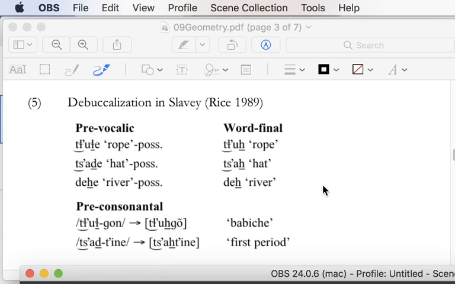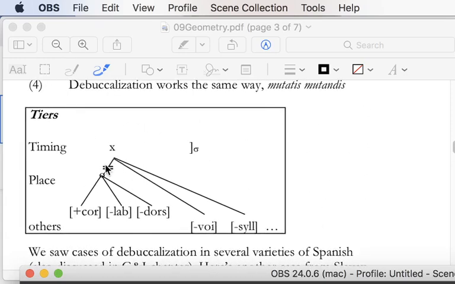It's not just one place feature delinking. Just like all the other examples we've seen of debuccalization, it's all of the major place features delinking, just like this diagram suggests. So here this is shown at the edge of a syllable, in coda position, and that seems to fit Slavey pretty well because it's happening at the end of a word, which is necessarily also the end of a syllable, but also before obstruent consonants, and that makes sense if you think that obstruent consonants need to be in the next syllable over here. Then it follows that those consonants that are debuccalizing are at the end of the preceding syllable.